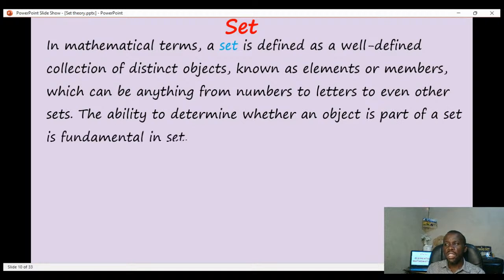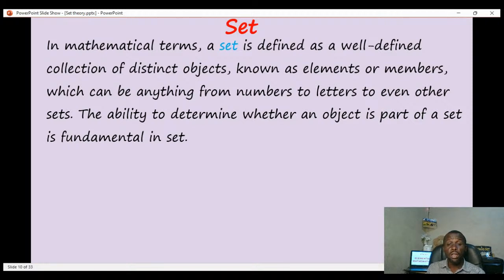The ability to determine whether an object is part of a set is fundamental in set. Now, let me explain this one before I move further, where I will also try to write. Now, a set is just a collection of distinct objects.